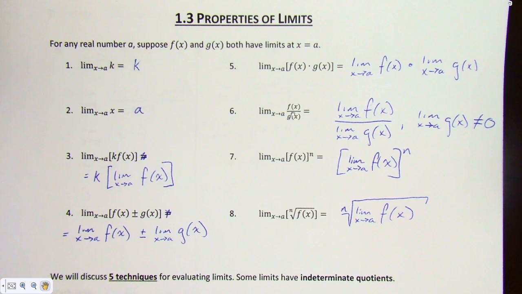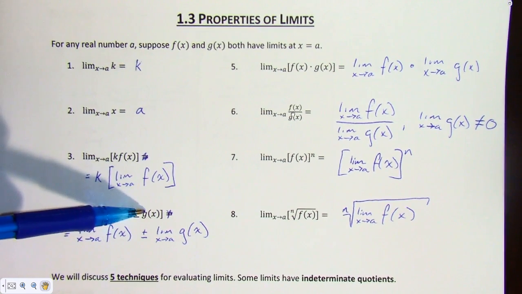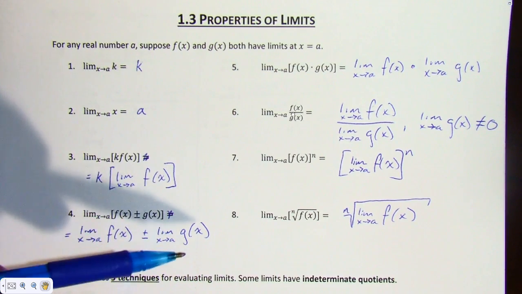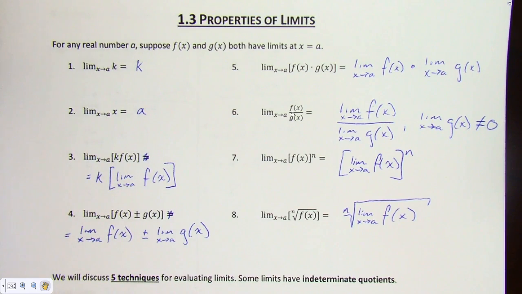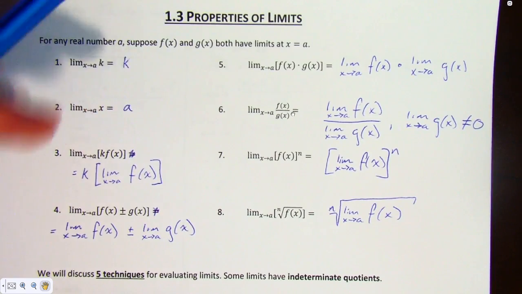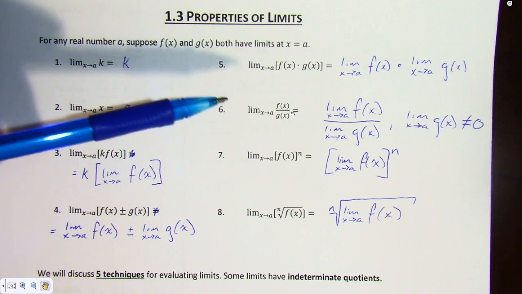Similarly, we've got the limit of a sum or a difference is going to be the same as the sum or the difference of those limits. Okay? So in other words, we can either take f of x and add it to g of x and then find the limit, or we can find the limit of f of x, find the limit of g of x, and then add them together, or subtract. Okay? We've got the product. The exact same thing here. We can find the product and then find the limit, or we can find the limit of each of those individual parts and then multiply them.